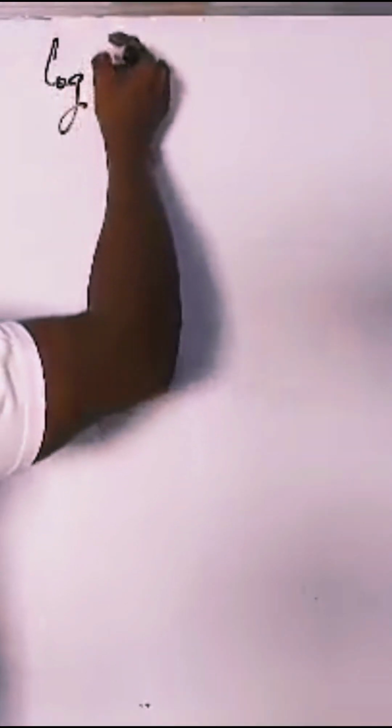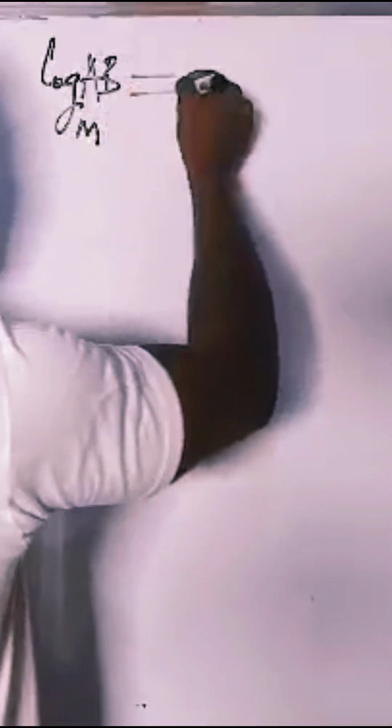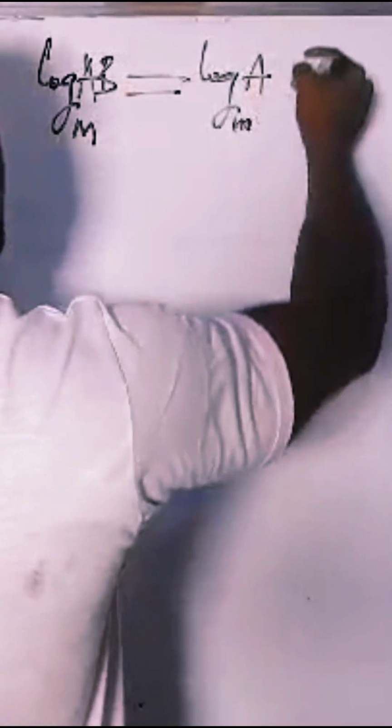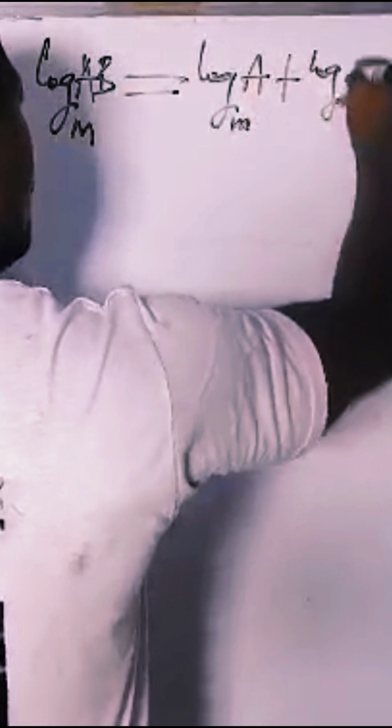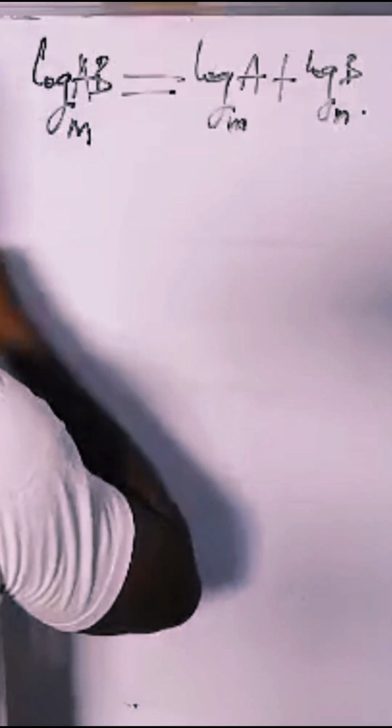its factors. Mathematically, what that implies is that the log of AB to base m is equal to the log of A to base m plus the log of B to base m. So this is what we call the first law of logarithm.